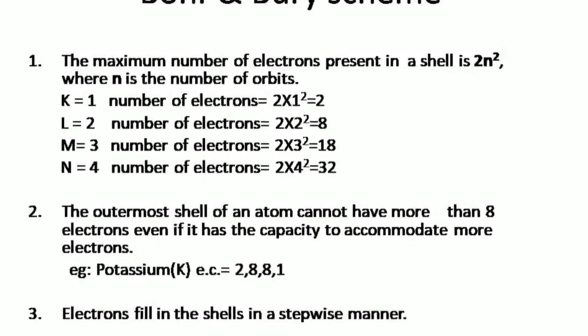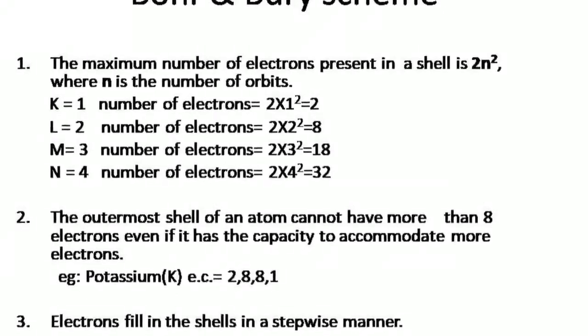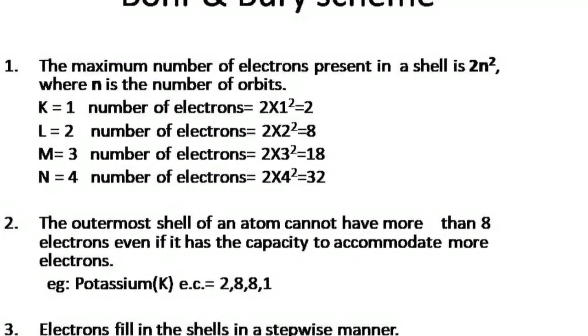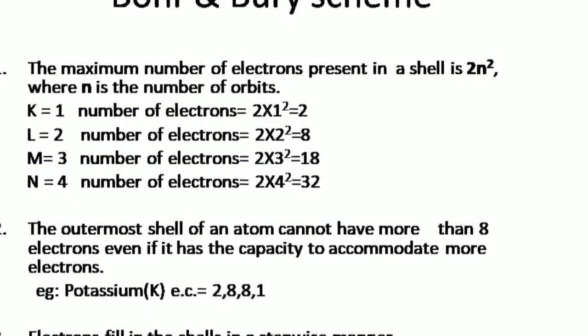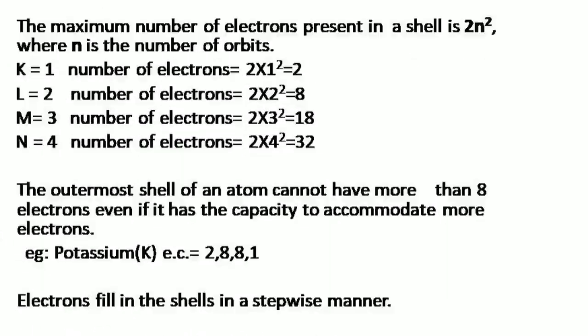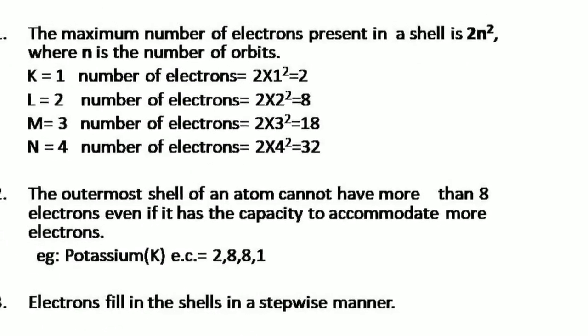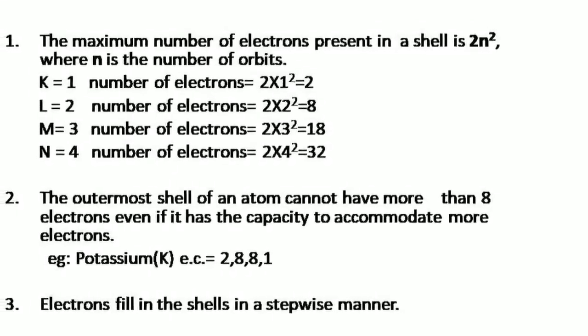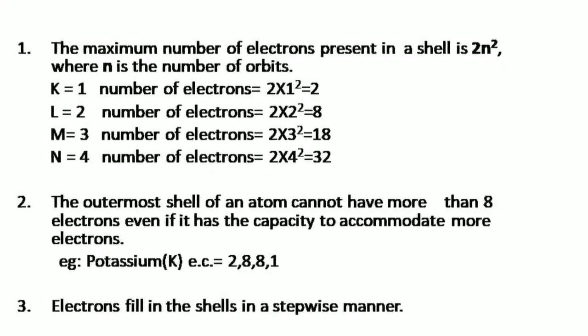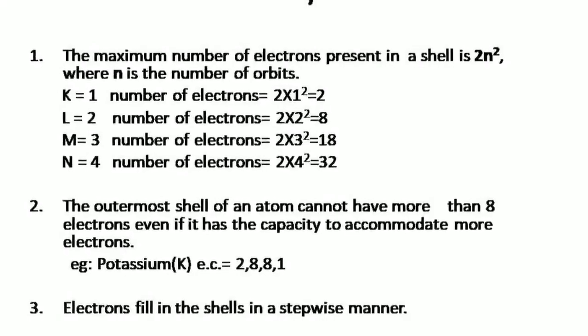For example, in potassium, atomic number is 19. Electrons are distributed in K, L, M, N shells as 2, 8, 8, 1 respectively. Electrons are filled in the shells starting from K shell followed by L, M, N in an orderly manner.